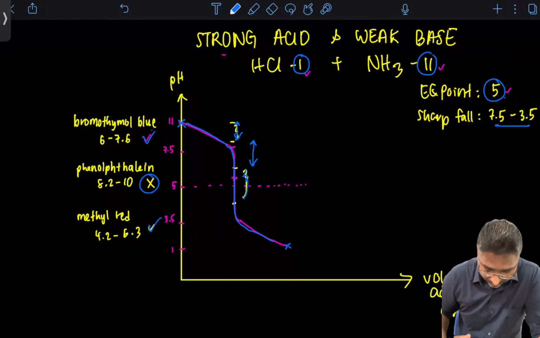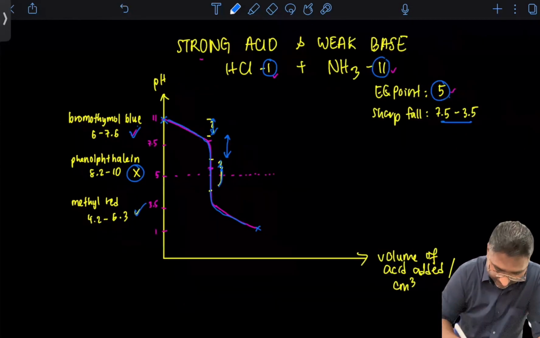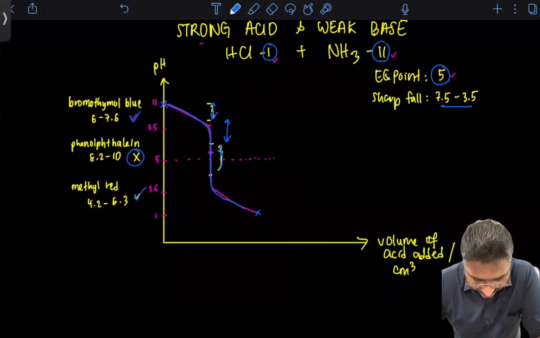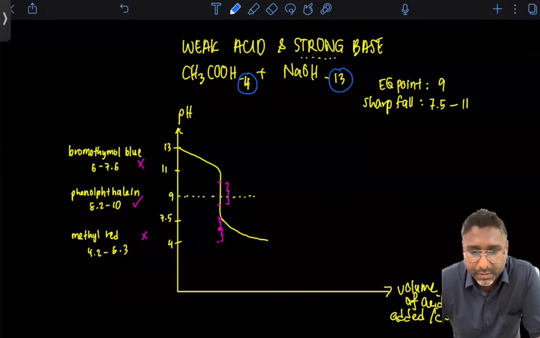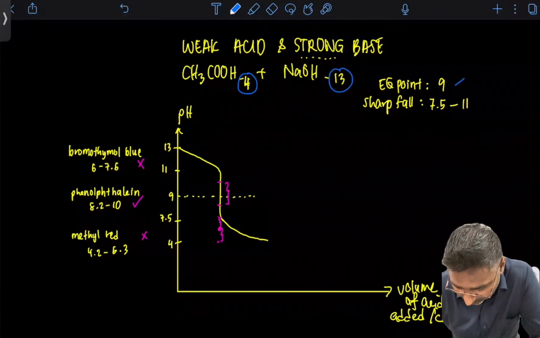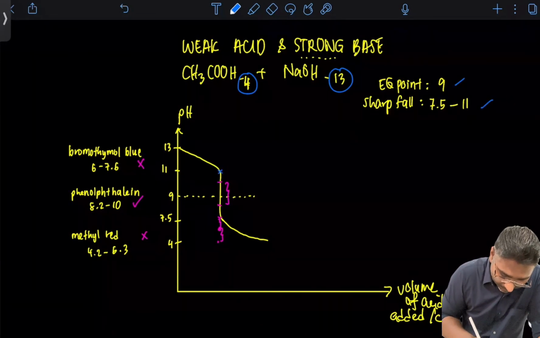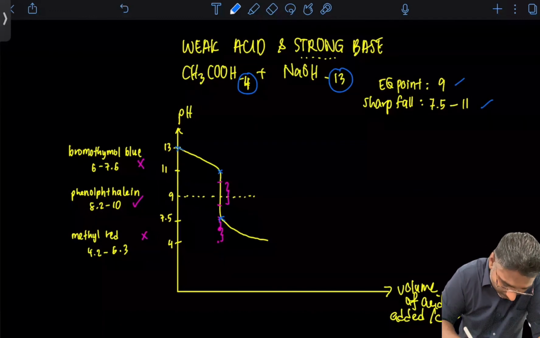How to draw for weak acid, strong base? Weak acid, ethanoic acid, is 4, and then strong base is 13. The equivalence point is 9, and the sharp fall is 7.5 to 11. So you draw 7.5, 11, 13, and then 4. You draw the graph.